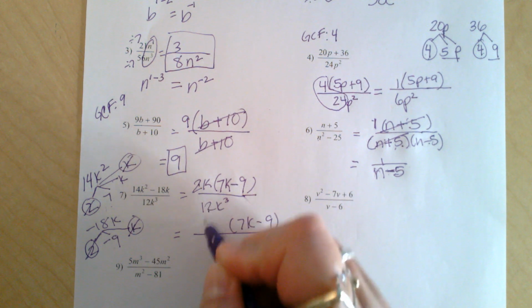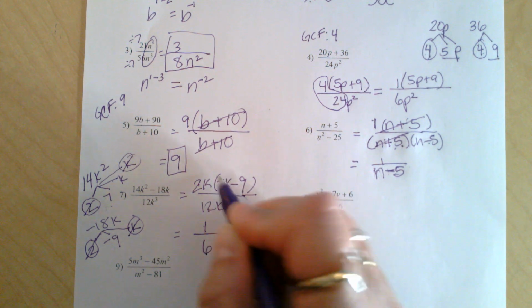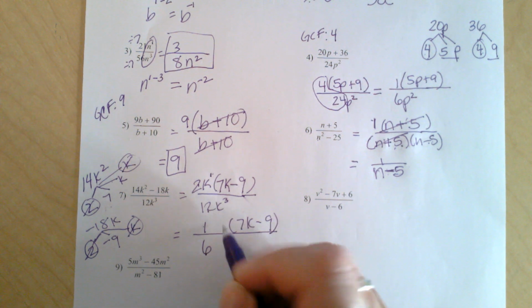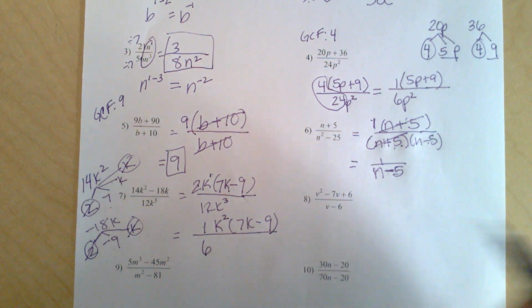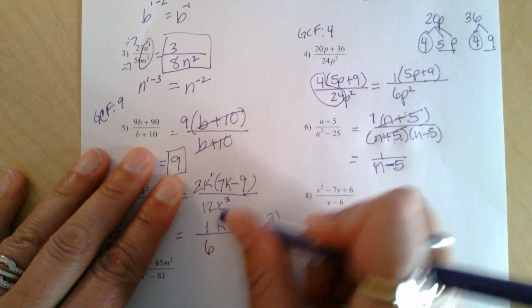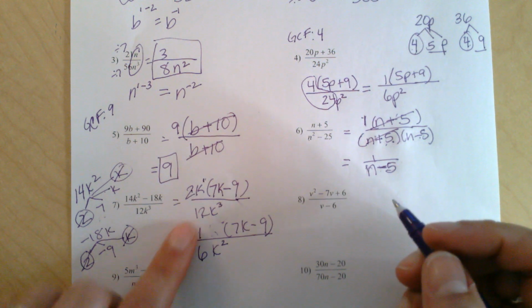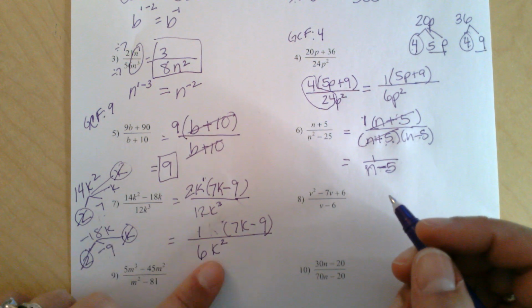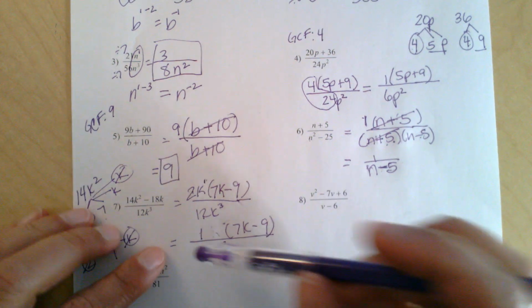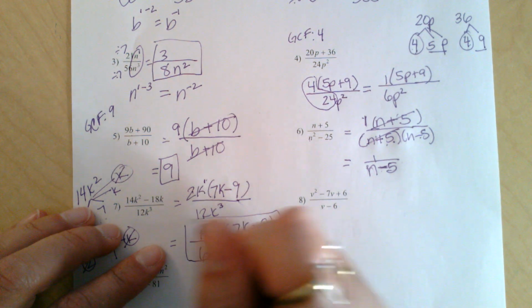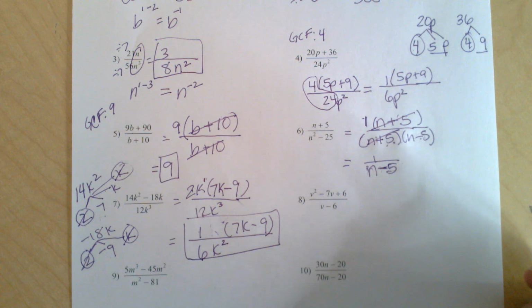But we can reduce 2/12 to 1/6, and we can reduce k: the k divided by k cubed is k squared, because 1 minus 3 is negative 2, so it goes in the denominator. So this is just your answer right here. And you could put it all together if you want.